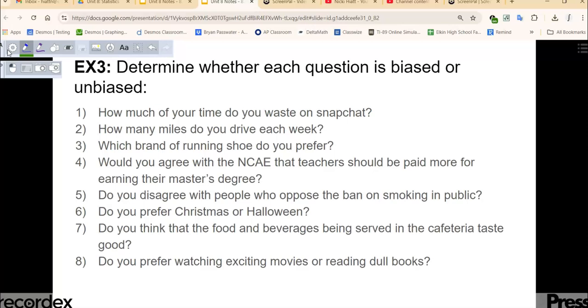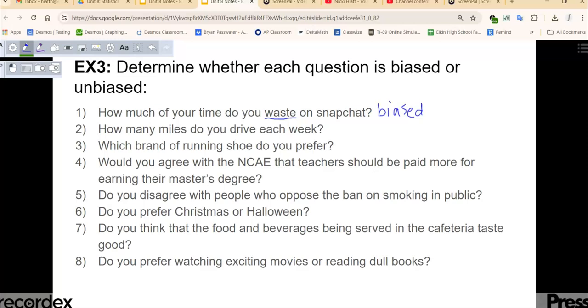How much of your time do you waste on Snapchat? The problem with this one right here is that word waste. That makes this a very negative thing. Nobody wants to admit that they waste time on Snapchat. So this would be biased. A better way to ask this question would be, how much time do you spend on Snapchat each week? Without any emotion behind it, just a simple numerical answer is what they would give.